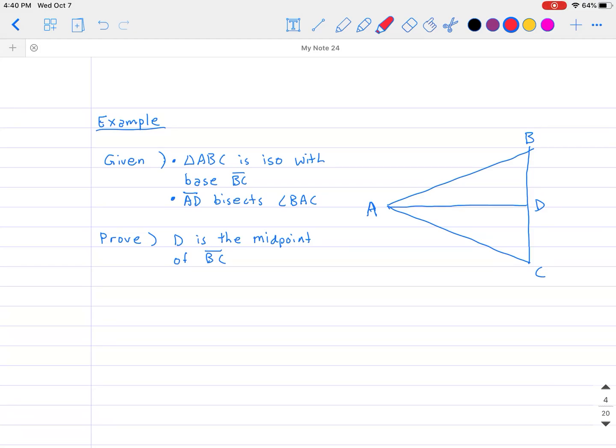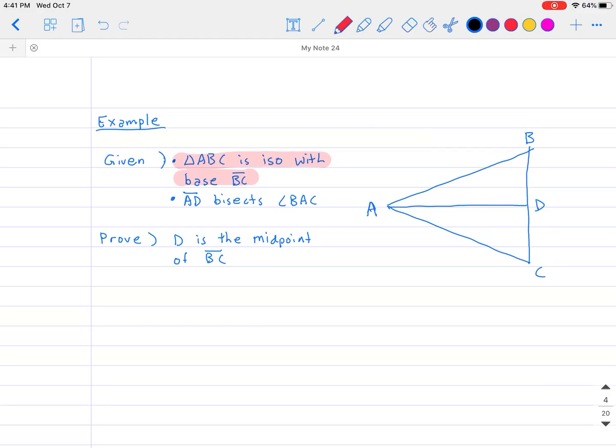So let's look at this last example just to show you how this works out, basically applying everything that we learned. Given on the side right here, you have a triangle, and well, two triangles in this case. We know that triangle ABC is an isosceles triangle with base BC. That's the first part that is given. And I am also given that AD bisects angle BAC. So let's go ahead and mark those up first, so we can see how this proof actually works.